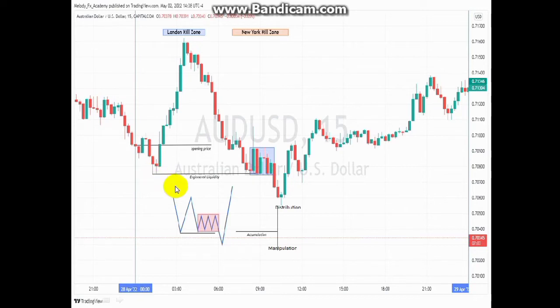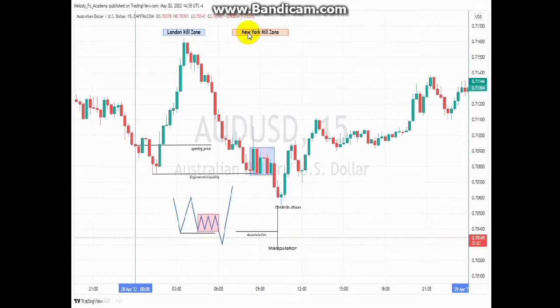I have a short-term low formed here during the London Q zone, and as you can see, price was just respecting this support level, creating a kind of consolidation. We were below the opening price. This is known as engineered liquidity. This is liquidity being engineered, creating a kind of retail support level.